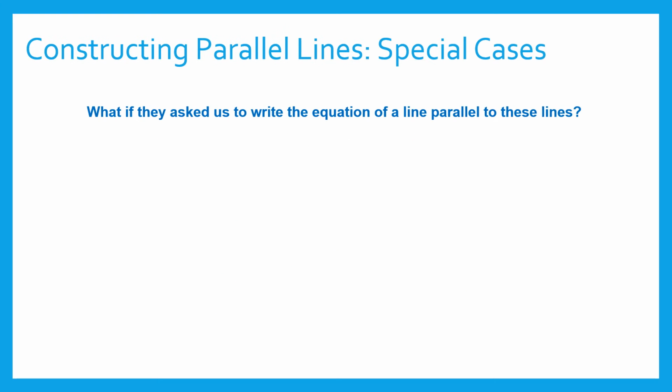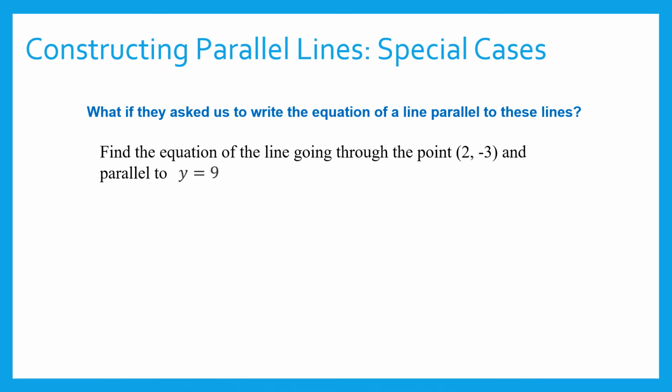Okay. All right, so I'm going to go over some special cases here. Remember, we have some lines that end up being completely horizontal or completely vertical. And I want to talk about how to write the equation of that. So what if it asks us to write an equation of a line going through the point (2, -3) and is parallel to y equals 9. Well, remember, y equals 9 is something that looks like this, and the slope of that line is 0. So if I want my new line to be parallel, it has to have that same slope.